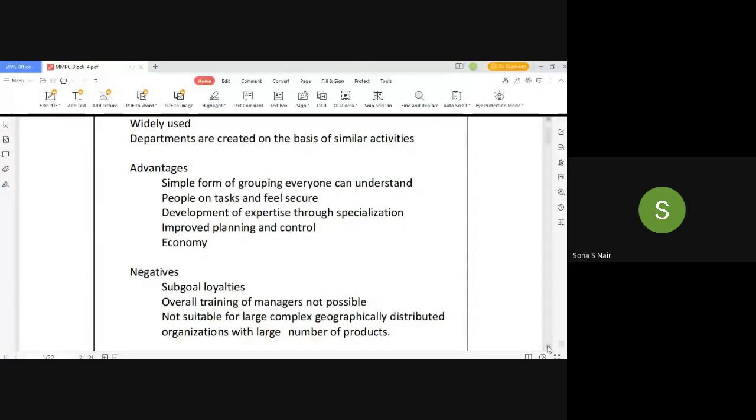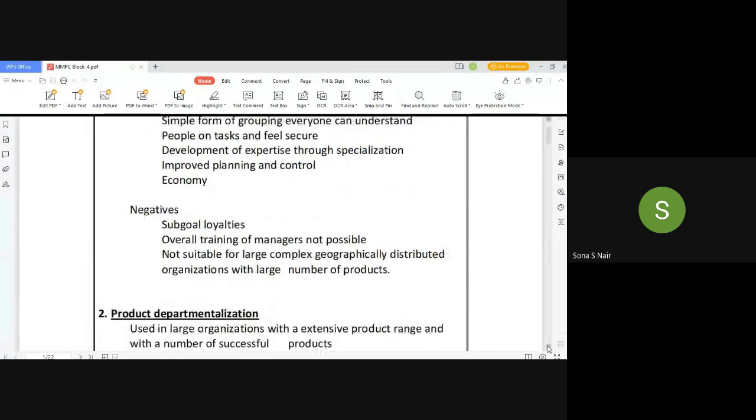Improved planning and control and economy. Obviously economy, because all equipment and all the requirements are there, and because of division of labor and specialization, productivity is more. That is why there is economy. Negatives: sub-goal loyalties. Overall training of managers is not possible, because if the manager is only looking after production, he might not get exposed to other functions of the organization. It is not suitable for large, complex, geographically distributed organizations with a large number of products, because there we will use other forms of departmentalization.